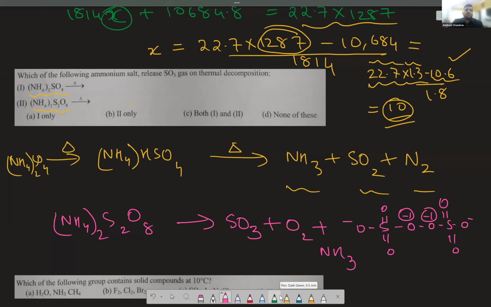So this is heating effects of salts. Ammonium salt, specifically ammonium sulfate. Ammonium chloride, I'm sure you know, breaks down into ammonia and HCl. And as far as ammonium peroxide sulfate is concerned, you're going to get SO3. So the question said which one releases SO3, and obviously the correct answer is two only, which is B. Right? Ammonium sulfate does not.